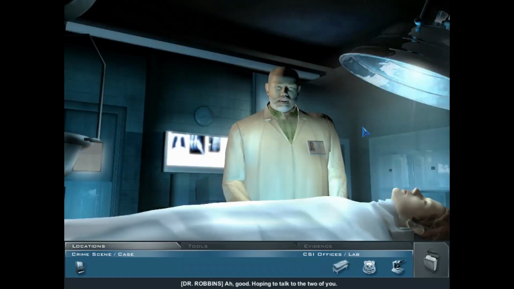Ah, good. Hoping to talk to the two of you. Just finished my examination of your victim. Cardiac arrest due to severe anaphylactic shock. Bee sting allergy or similar anyway. No signs of an insect sting, but it hit her respiratory system hard. I'll know for sure after the autopsy, but my educated guess, death due to a violent allergic reaction to something environmental.